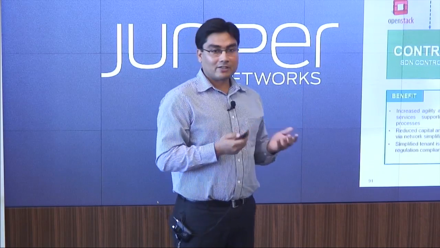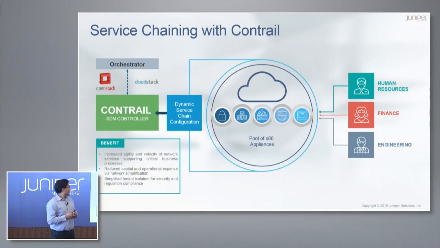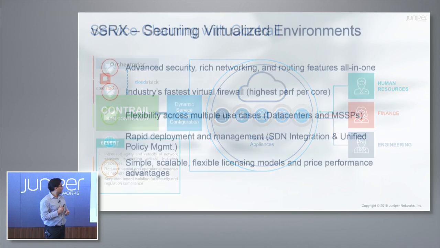And obviously, we integrate with Contrail. That's our SDN controller. We have integration with OpenStack and CloudStack. So again, the idea here is that you can service chain with Contrail. You can provide differentiated services to all the tenants that you might have in the overlay network. And again, from a service provider perspective, even in this environment, they can offer those value-add services that I showed you earlier with firewall or any kind of L7 services.